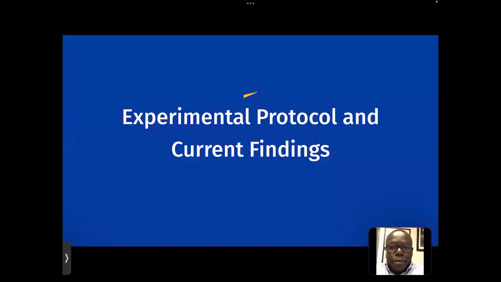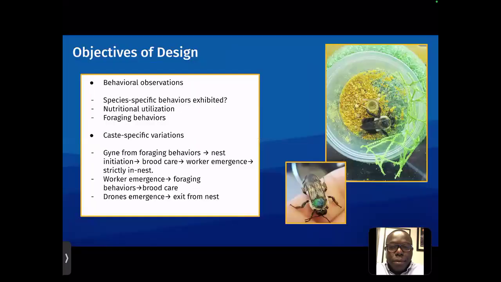Here are my experimental protocols and current findings. So some observations that I've made, here's my first bee that I ran, and you can see her RFID chip on her back. I wanted to know whether or not species-specific behaviors were exhibited. And yes, they were, because within 48 hours, that queen went into the top box to explore, to feed, and to forage. Caste-specific variations are kind of different.